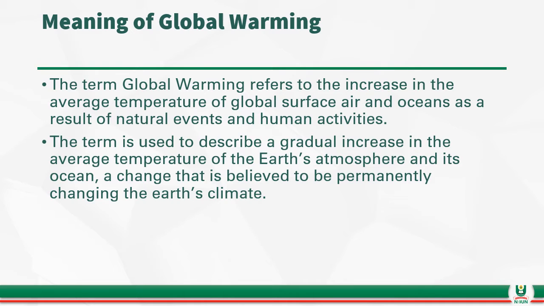Now, let's look at the meaning of global warming. The term global warming refers to the increase in the average temperature of global surface air and oceans as a result of natural events and human activities. The term is used to describe a gradual increase in the average temperature of Earth's atmosphere and its ocean, a change that is believed to be permanently changing the Earth's climate.